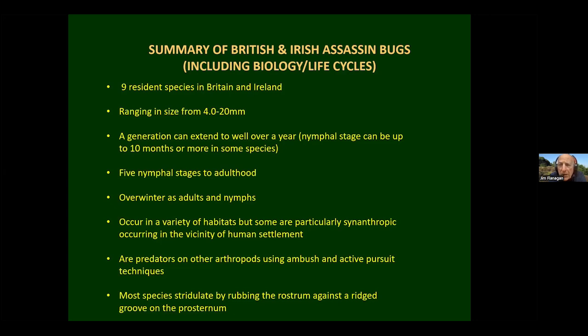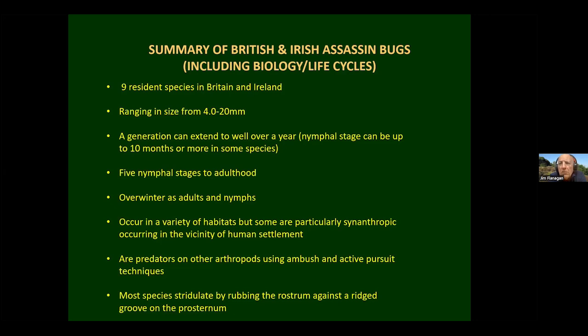They're mostly arboreal actually. I find them a lot from beating trees and shrubs in semi-natural environments. So again, they're predators. Our species are predators on other arthropods, not blood feeding on vertebrates.